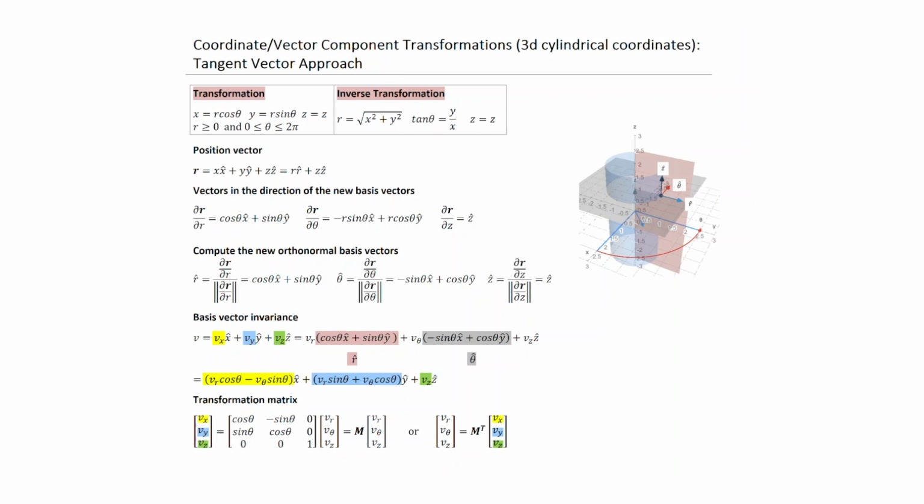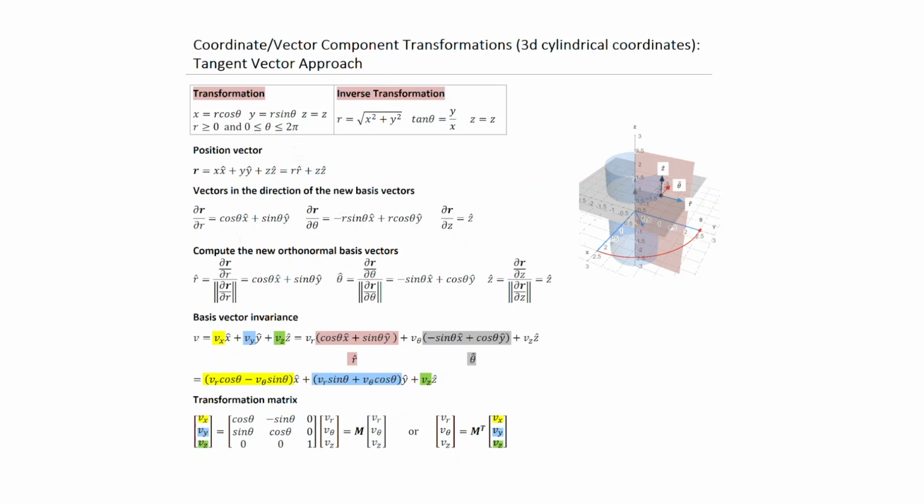All right, so now let's look at cylindrical coordinates. The transformation for cylindrical coordinates is here. The inverse is here. The position vector in this case would be an r component along the azimuthal plane and a z component in the z direction. Vectors in the direction of the new basis vectors, again, these are the tangent vectors. Okay, so we take dr by dr and dr by d theta and dr by dz, and we compute them, which is what I've done here.